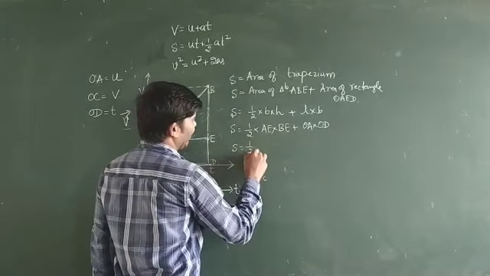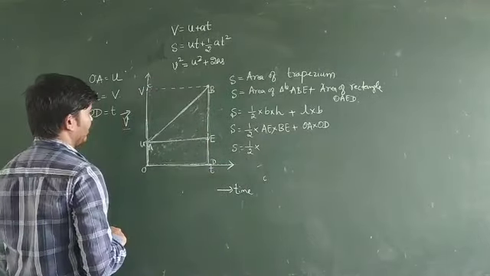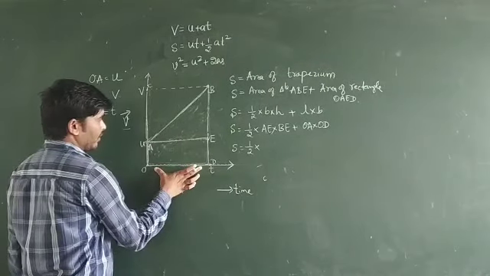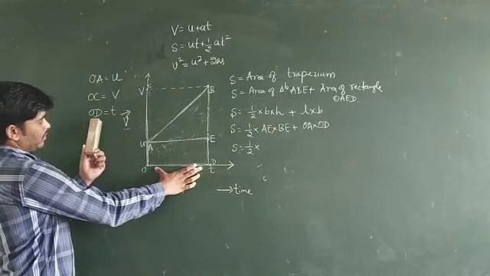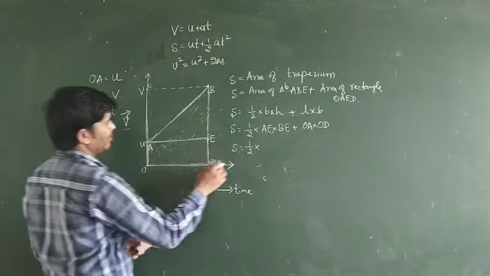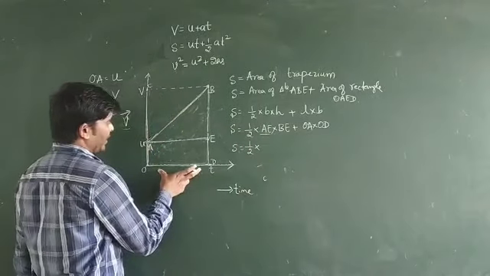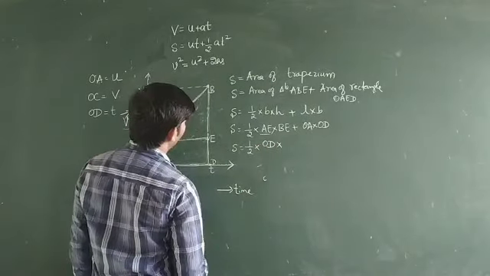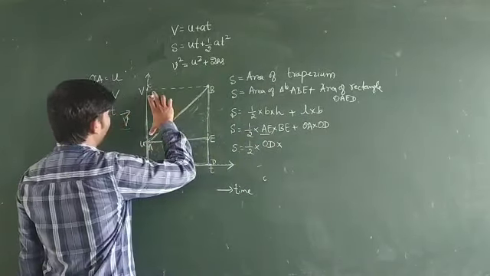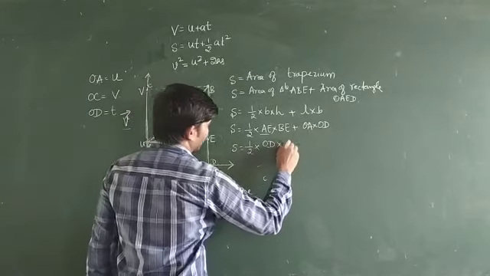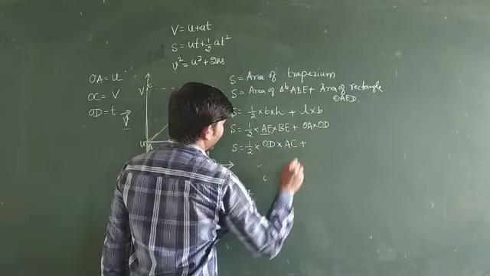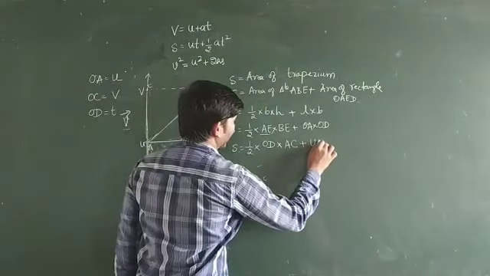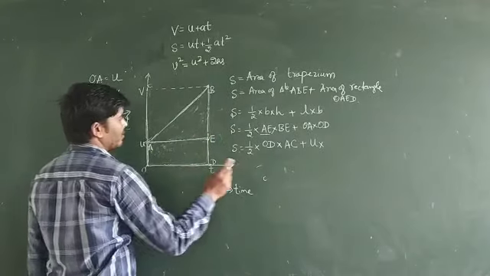S is equal to half. So what is AE? Where is AE here? AE is equal to OD. So in place of AE, we can write OD, into what is BE? BE is parallel to the side AC, AC or CA, plus what is OA? OA is equal to U, into what is OD? OD is equal to T.